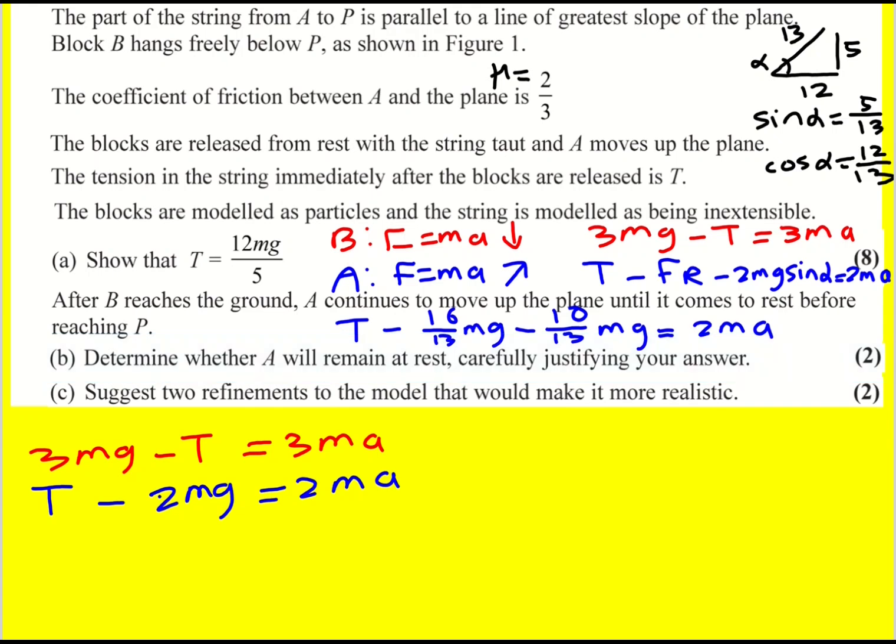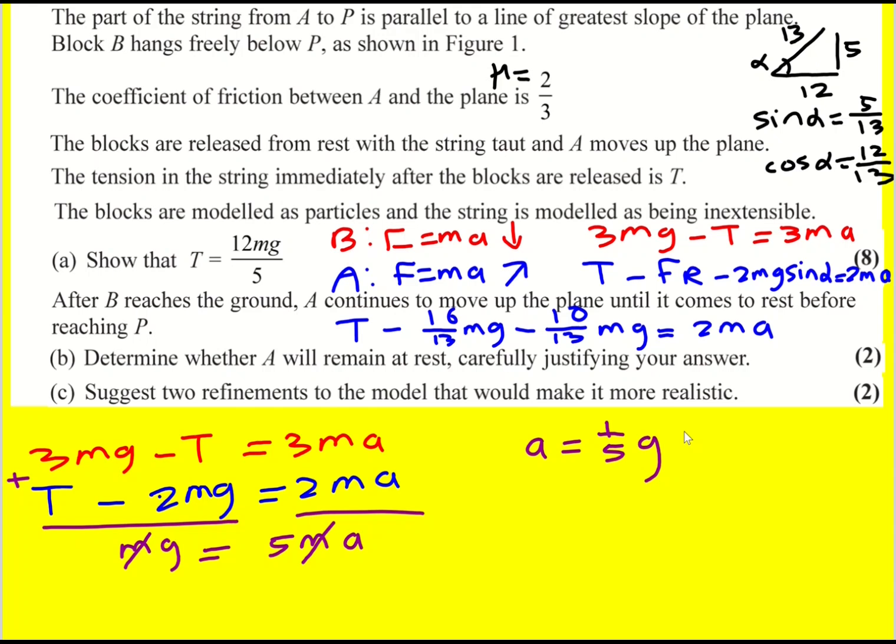Amazing. And now we add them together. Always do this. This will always happen. The tensions will be acting in, like, one will be plus and one will be minus. So I'm going to get mg is equal to 5ma. Cancel out the m's. That means that a is equal to a fifth of g.